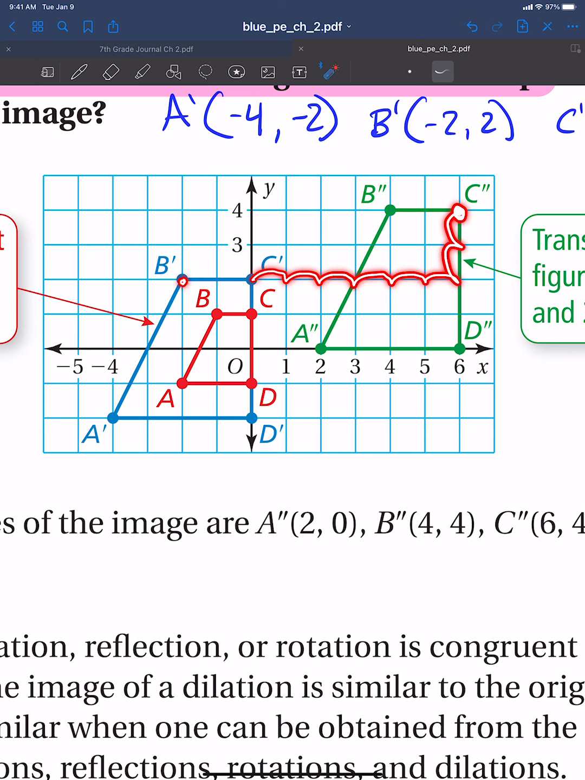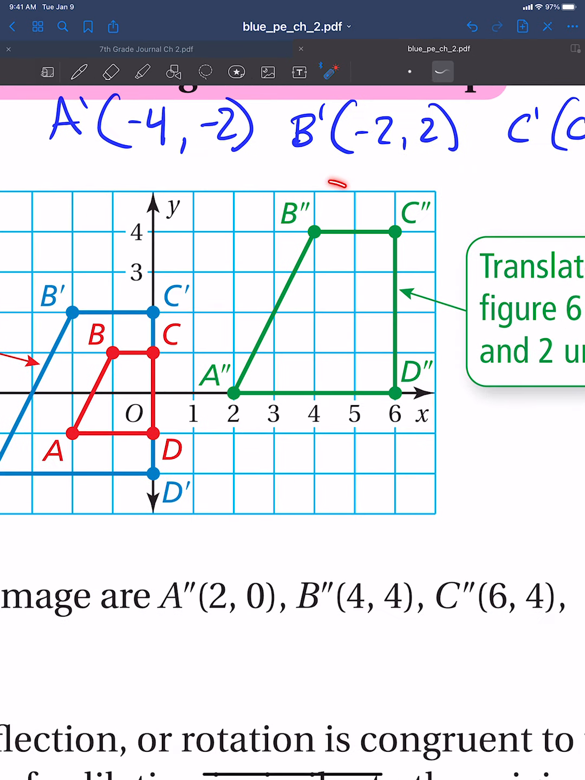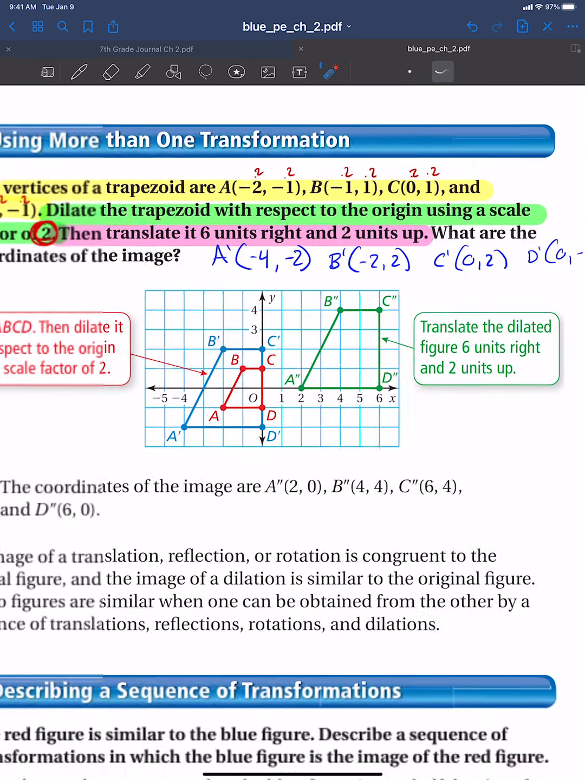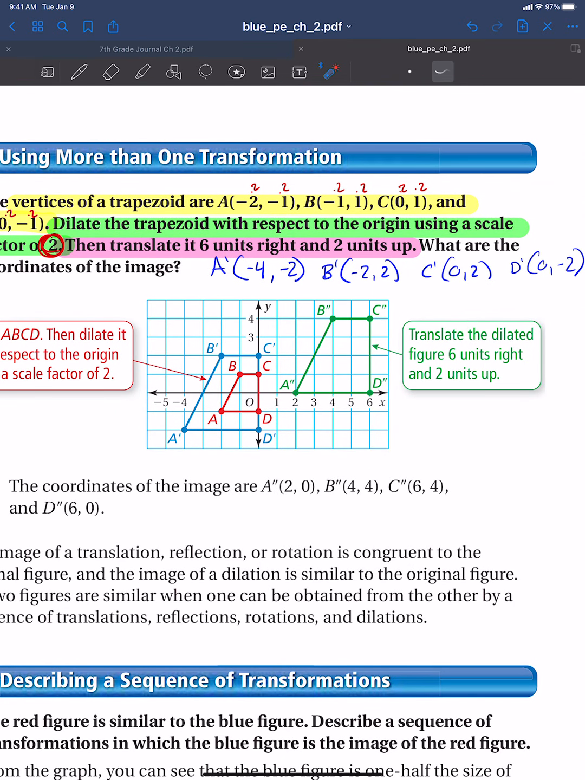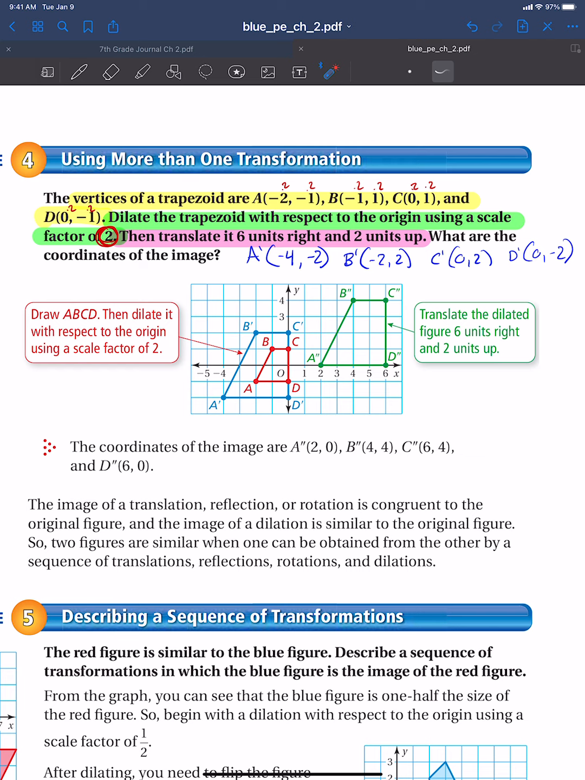B prime, let's go ahead and count 6. 1, 2, 3, 4, 5, 6, up 2. B double prime would land there. And so on and so forth with all of these points, okay? So you'd still go over 6, up 2, over 6, up 2, and that's how you'd get your final shape. The question is, what are the coordinates of that final shape? Now down here you can see they gave you the answer. The coordinates of the final shape are right here.